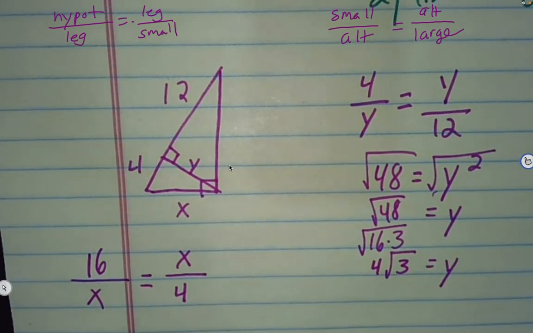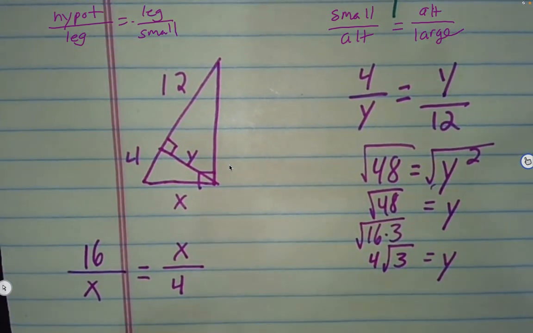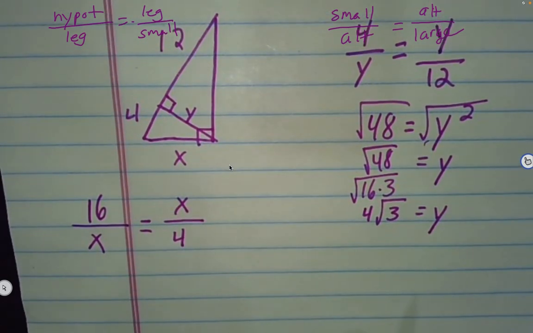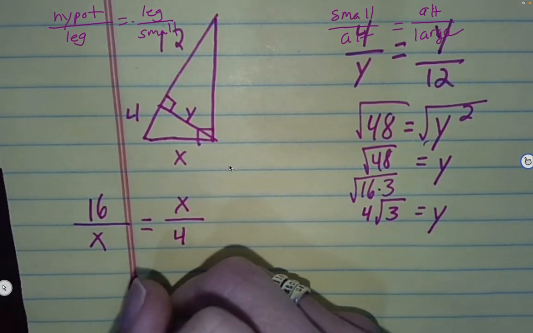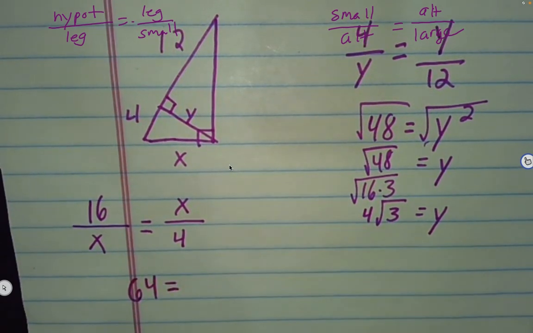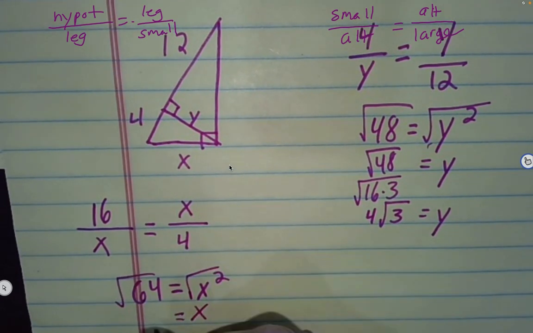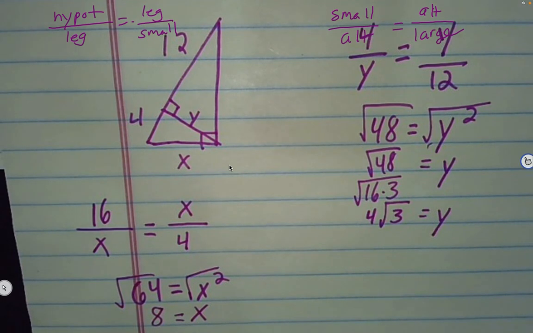How do I solve this? How do I solve 16 times 4? 16 times 4, what is that? That would be 64. And what's x times x? X squared. How do you get rid of a square? Square root it. Okay, is this one easier? Yes. What is x? 8. It's 8. There we go.